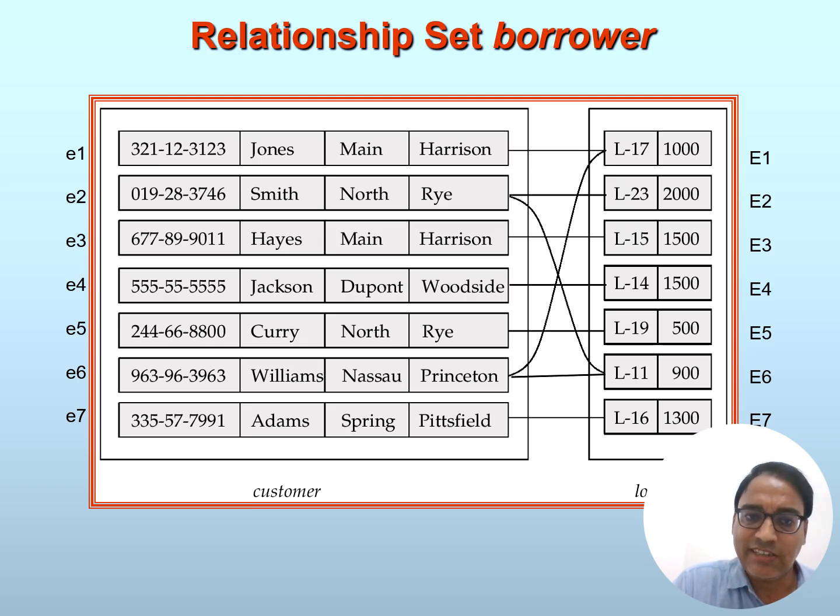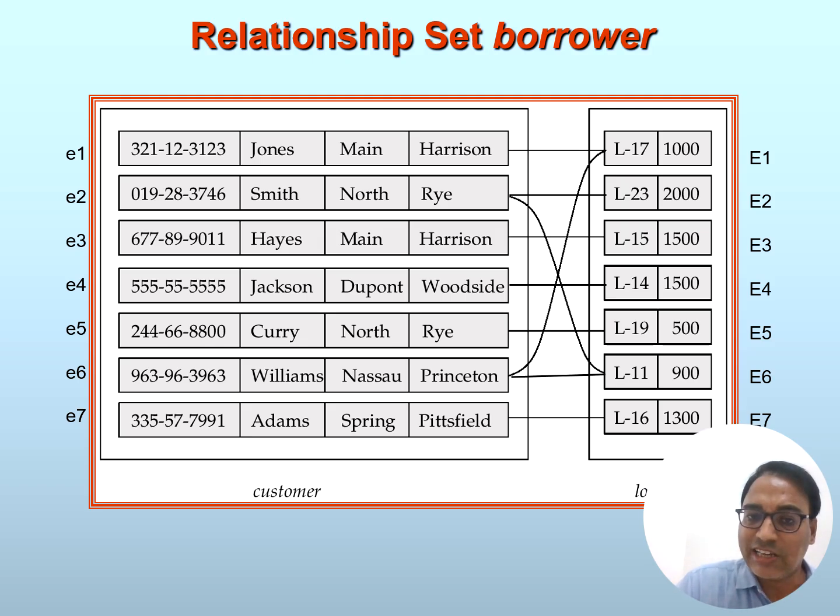I'm having five entities here, seven entities, sorry. These seven customers. Small e1 is connected to capital E1. e2 is connected to capital E2 and E6. Then e3 is connected to E3 here. Small e4 is connected to capital E4. e5 is connected to capital E5. Small e6 is connected to capital E1 and E6. And likewise, e7 is just connected to E7.